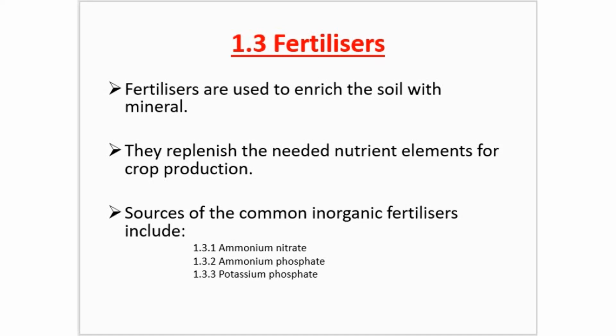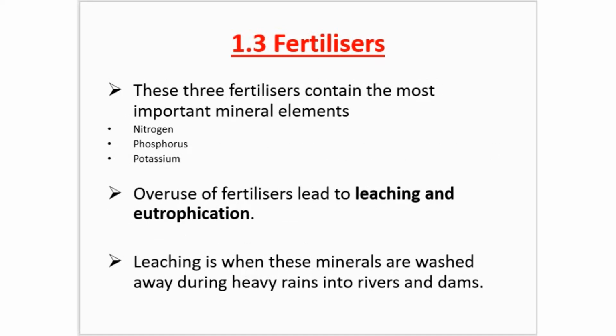So what are fertilizers? Fertilizers contain minerals. We talked about minerals, now we're talking about fertilizers. Fertilizers contain minerals. They replenish the needed nutrient elements for crop production. Sources of common inorganic fertilizers include ammonium nitrate, ammonium phosphate, and potassium phosphate. Now let's look at this. These 3 fertilizers contain the most important mineral elements: nitrogen, phosphorus, and potassium, the elements that we were talking about.